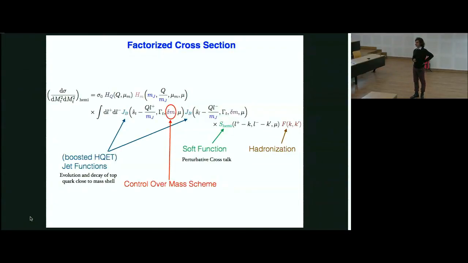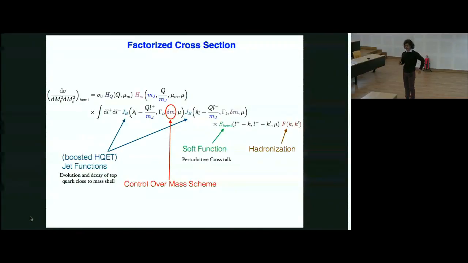They are written down in terms of modes which contain the sensitive information of the mass scheme. So it is over here where you're able to specify a suitable mass scheme. The biggest takeaway is that you're able to control a mass scheme, and you're able to sum large logs between all the different scales.